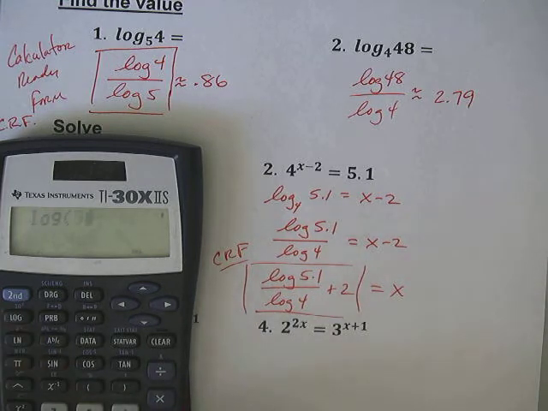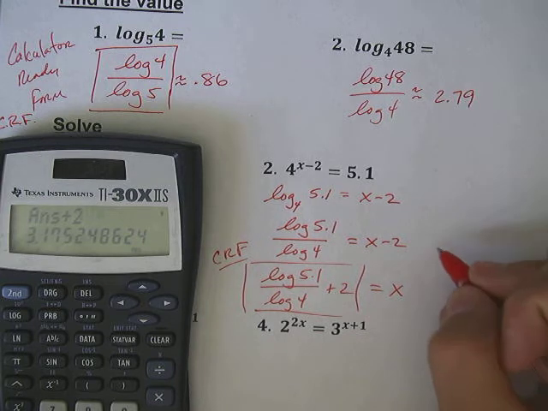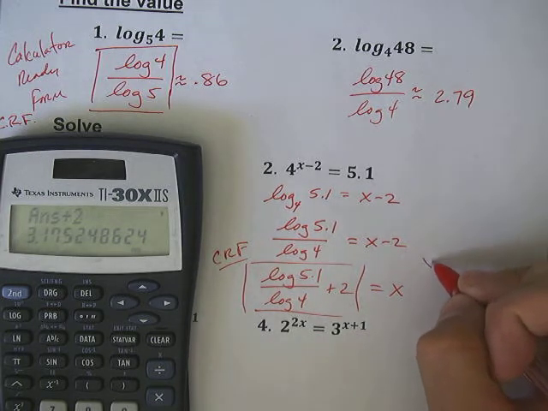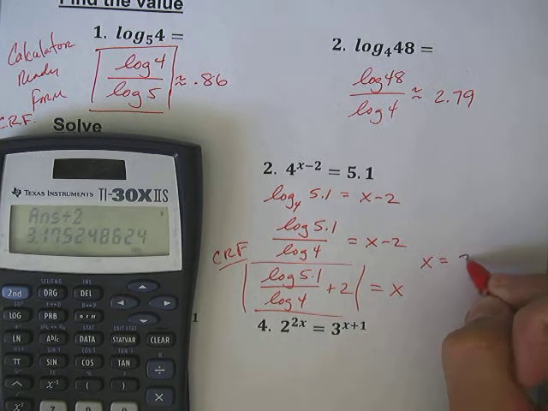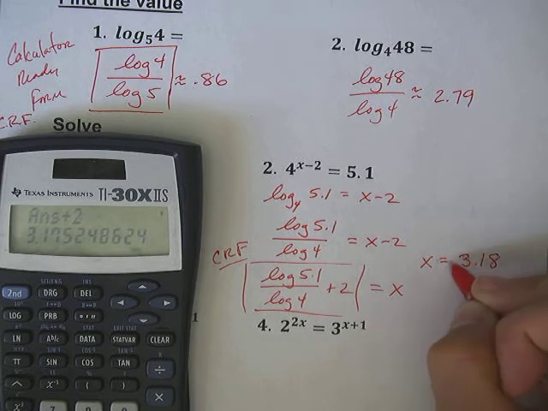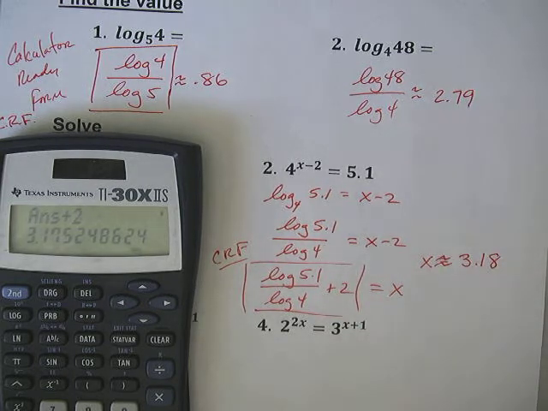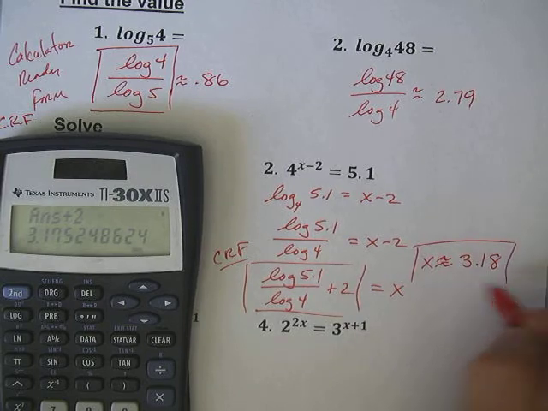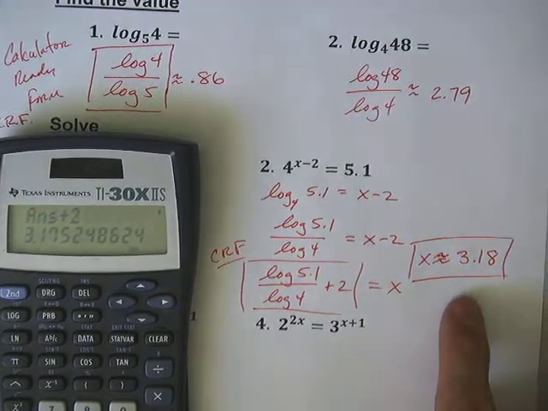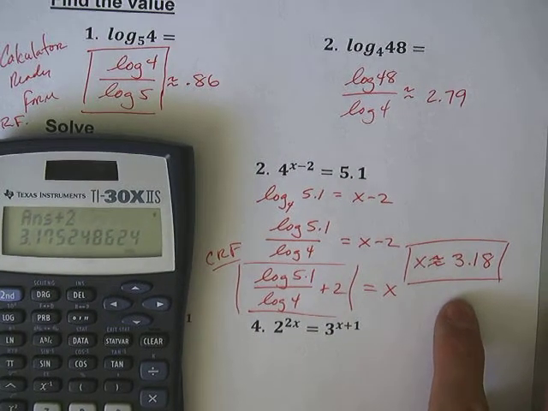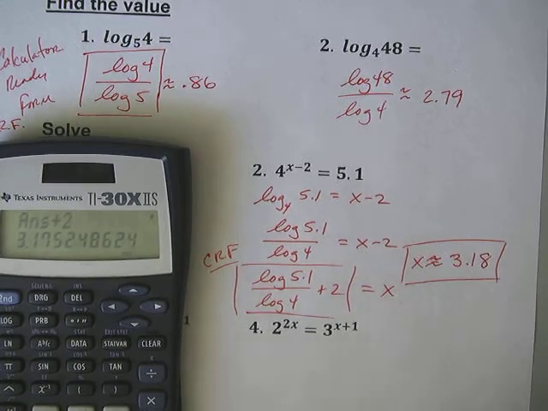So now it's time to break out the calculator. I'm going to do log of 5.1 divided by log of 4, and then I'm going to add 2. So what is my actual answer? My actual answer is x equals, hundredths place, 3.18. Okay, it's approximately 3.18. There we go.